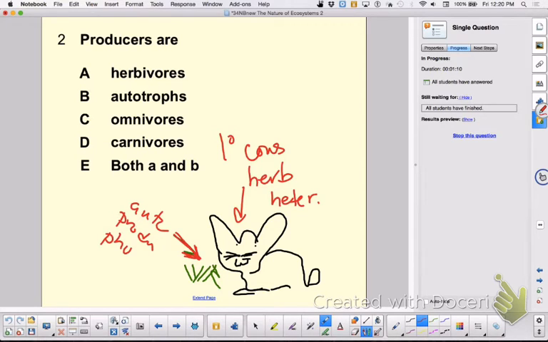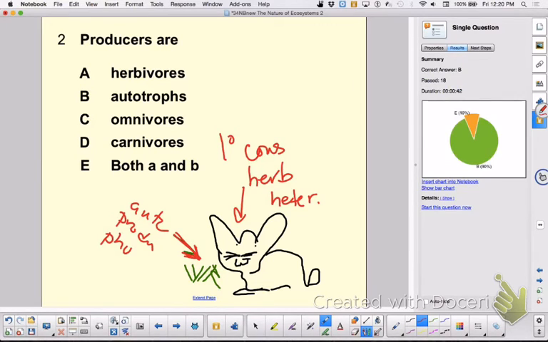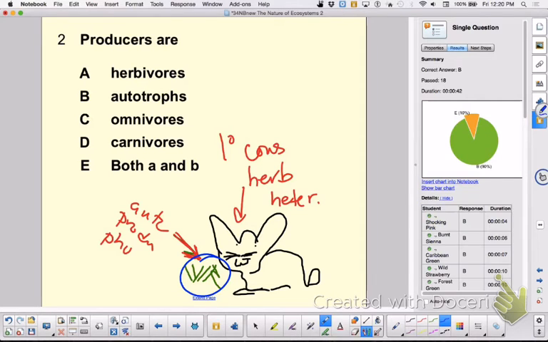Okay, so let's see what people said. Darn it, some people said E. So producers are, what was the producer in here? The grass was the producer. So producers are, yes, autotrophs. They cannot be an autotroph and a what? Herbivore. Okay. Check with your neighbor, see if they got it right. Good job.